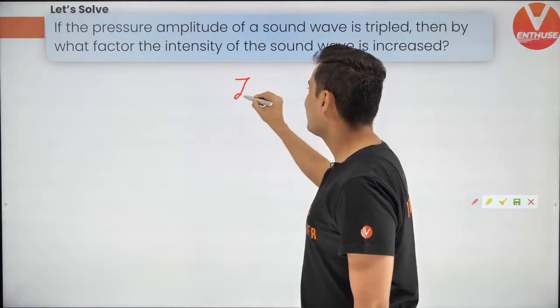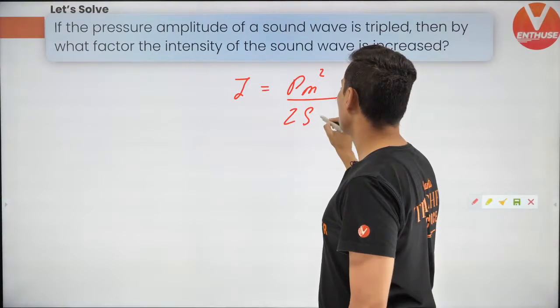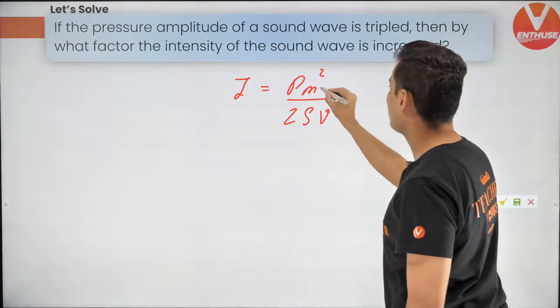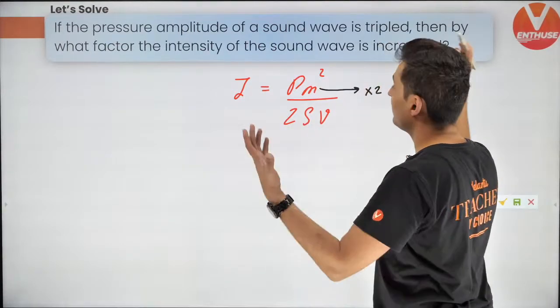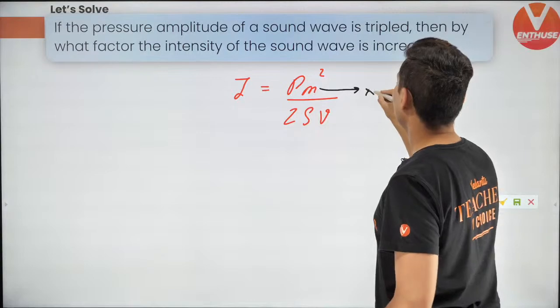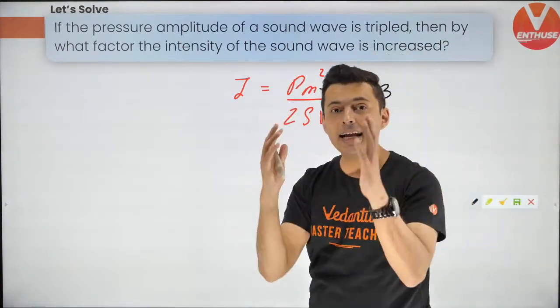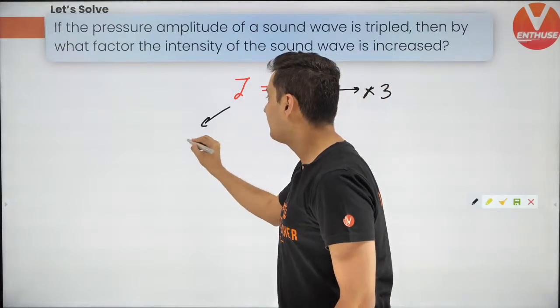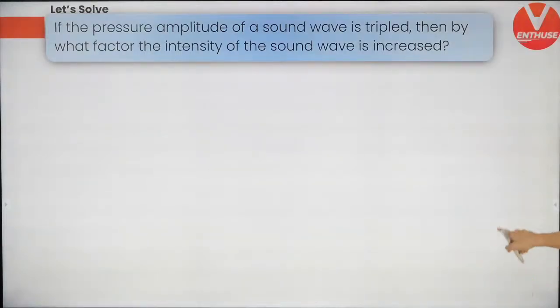So guys, intensity was Pm square by 2 rho V. Very simple. If Pm increases 3 times, the square of it will become 9 times. So intensity will increase 9 times. That's the answer. Excellent, minions.